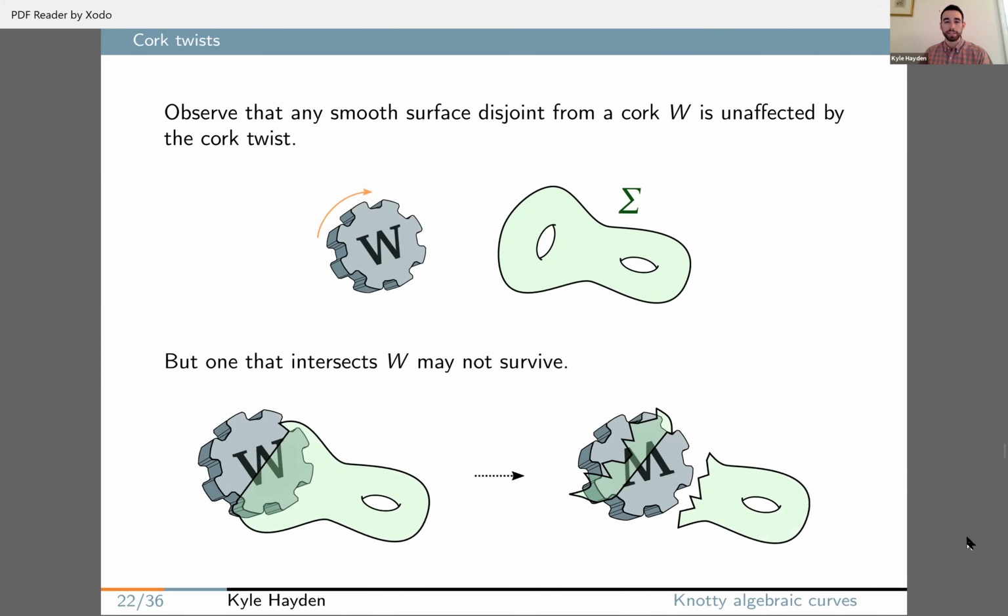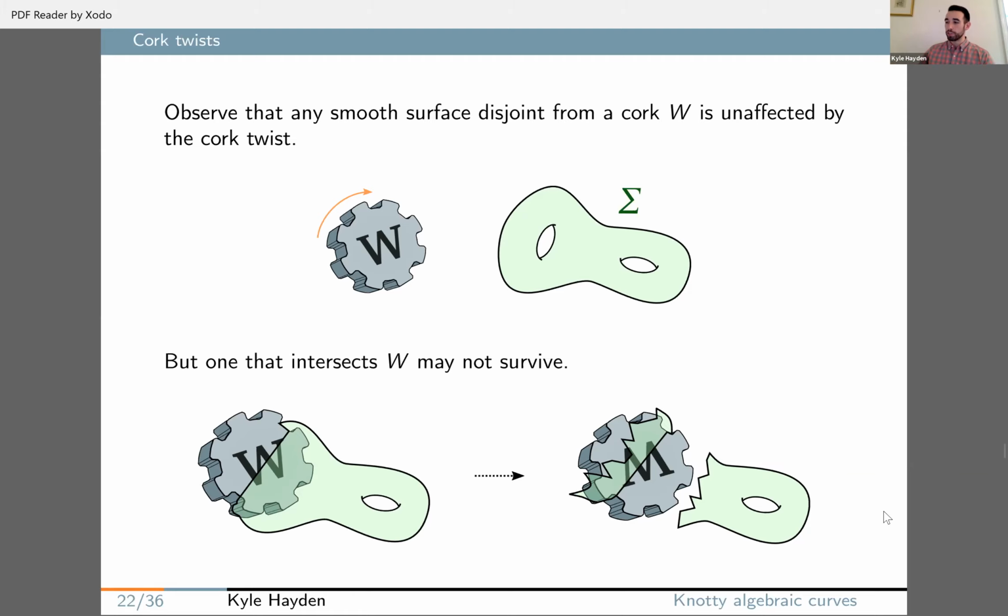On the other hand, sometimes if I take a surface which does intersect my cork, if I cut out the cork and reglue it, there's no reason why that surface glues back together again nicely. So, for example, oftentimes when you want to distinguish two 4-manifolds that differ by a cork twist, you can look for some surface which does hit the cork and try to show that it disappears after the cork twist. For example, I could show that my 4-manifold had an embedded 2-sphere in it originally, and then after I cork twisted, maybe I tore up that embedded 2-sphere, and I could distinguish my 4-manifolds by showing that there was no smooth 2-sphere after the cork twist.